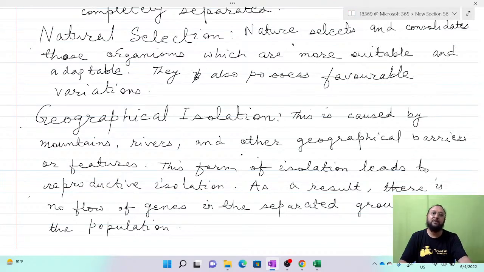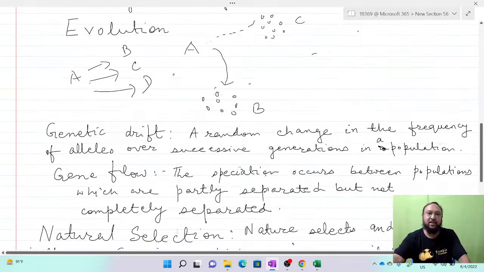Why? Because they are no longer mating with the other group. They are mating among themselves, they are in a new environment, and they are changing slowly. Then the two groups from the same population will develop a new kind of variation, and this will lead to new species. So geographical isolation also leads to reproductive isolation. These are the important factors that lead to speciation.